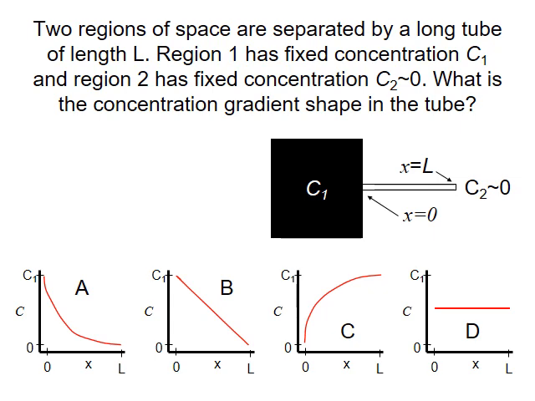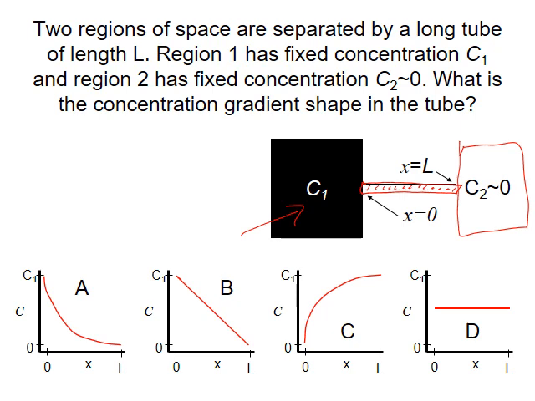Here's a question you can try. If you have two regions of space separated by a long tube, and region 1 has a fixed concentration of C1, whereas region 2 has a concentration of 0, what does the concentration gradient look like inside the tube? So basically, what's the concentration at each point along the tube?